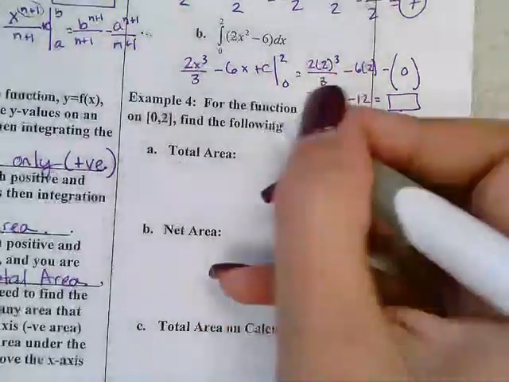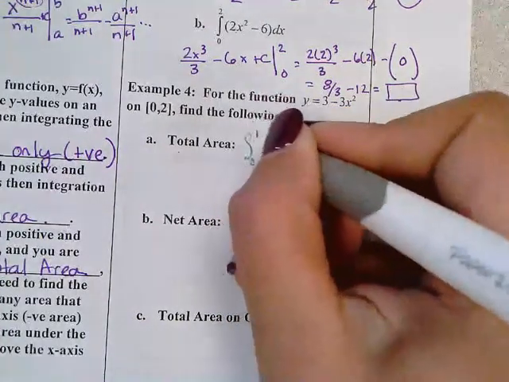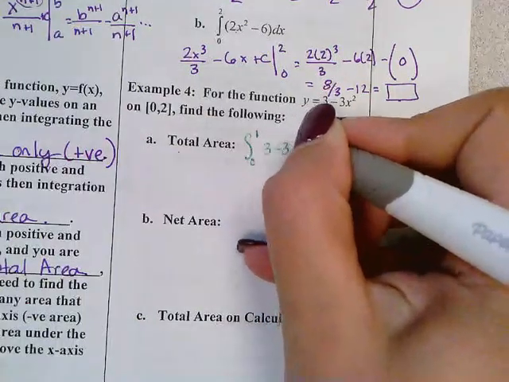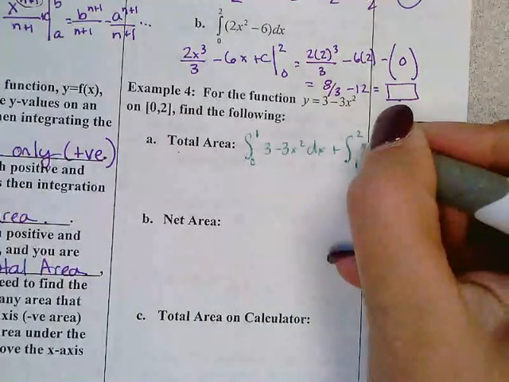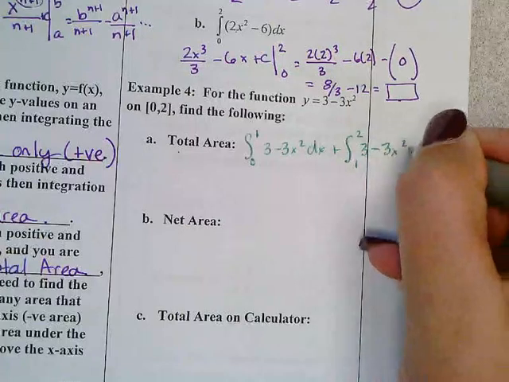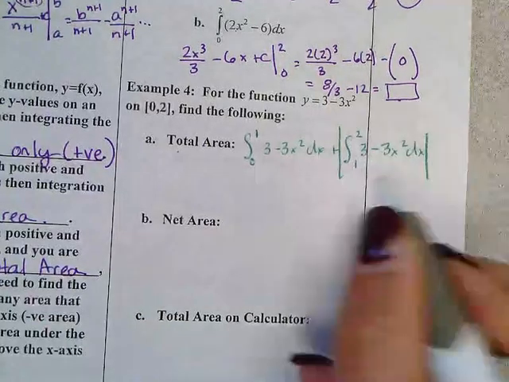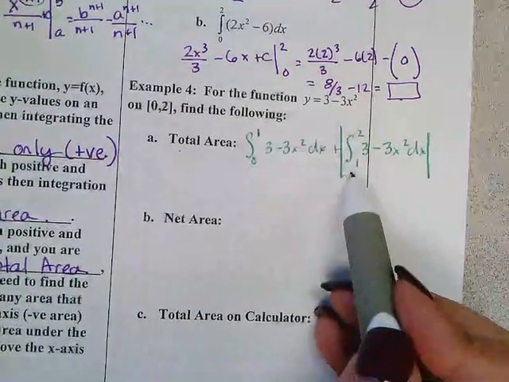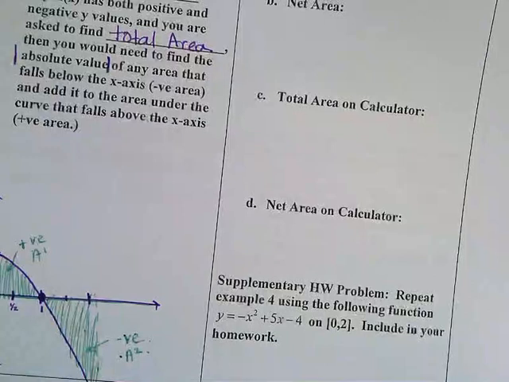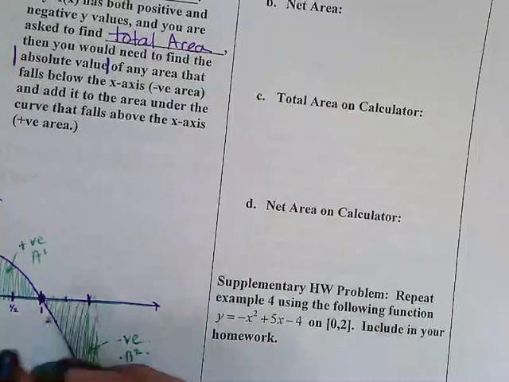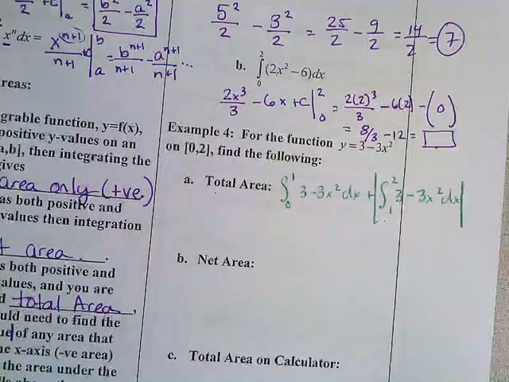Okay? So basically the idea is we are going to integrate from 0 to 1 of 3 minus 3x squared dx plus the integral from 1 to 2 of 3 minus 3x squared dx. And because this is saying the total area, I'm going to make sure that I take the absolute value of this. And why is it the absolute value of this one and not this one? Because this part is what's underneath. Okay? It's where the y values are negative.